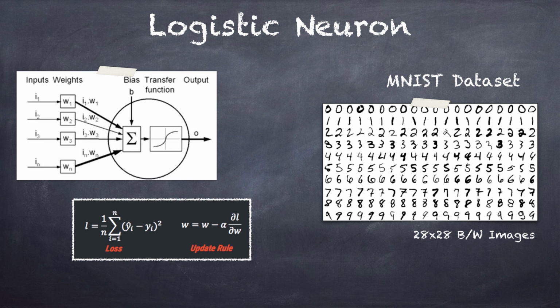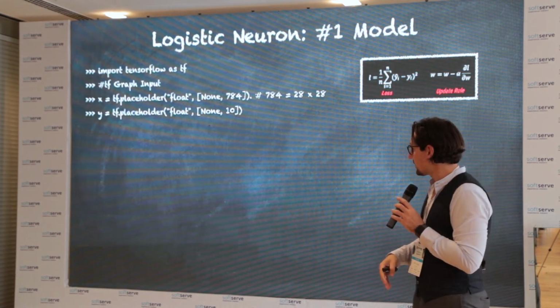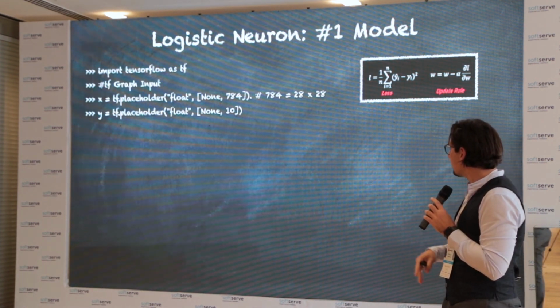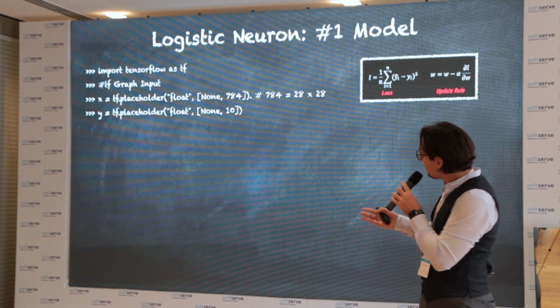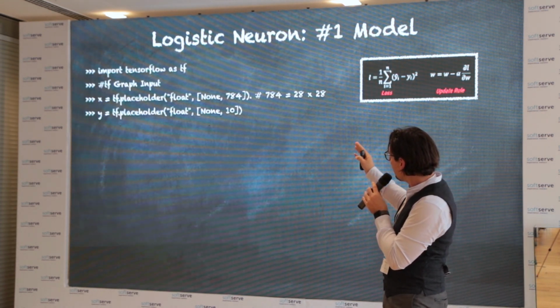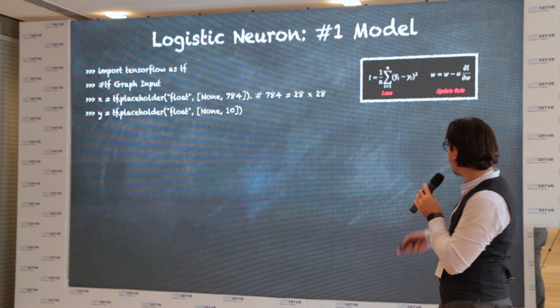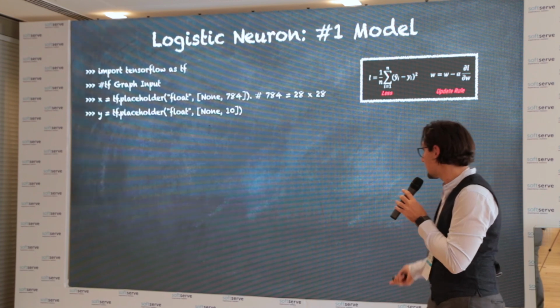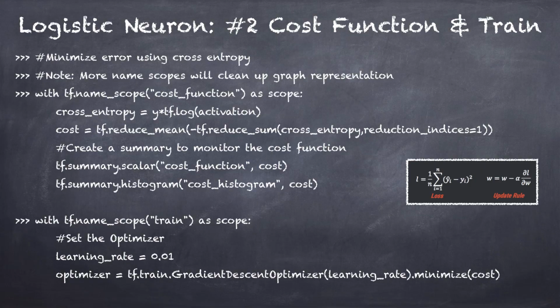So this is called batch size, the number of samples you want to provide to the network every time. And 784 is just the number of features you want to use in this case, so it's 28 times 28. Y is the floating point placeholder for 10 classes, because we have digits from 0 to 9. That's our problem. Then we create this model scope.